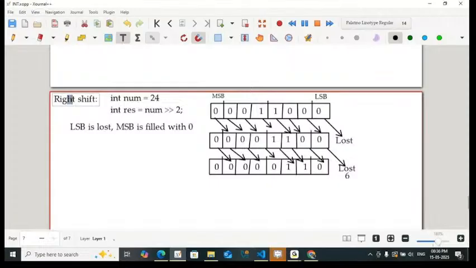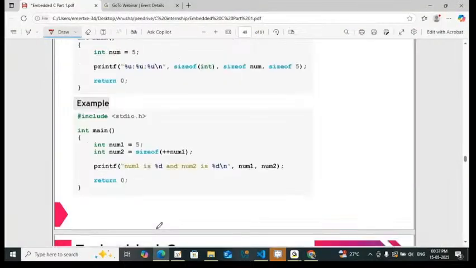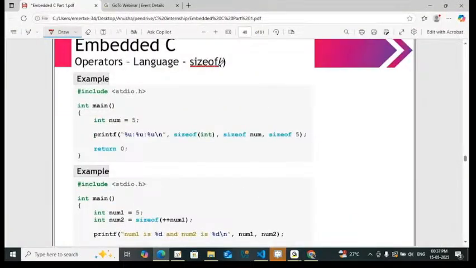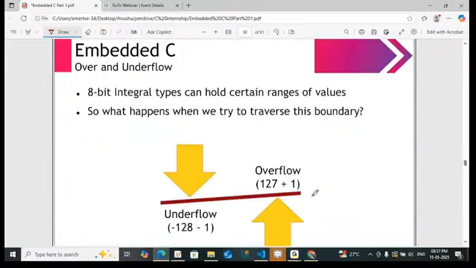Okay. So that is right shift. Shifting the bits to the right, we call it right shift. Then we have the sizeof operator. Sizeof is an operator which tells you the size of the variable. So sizeof integer, sizeof num, sizeof 5 tells you how many bytes of memory are allocated.